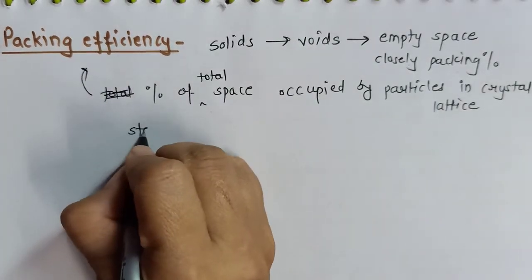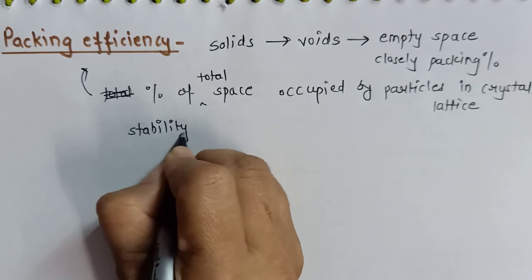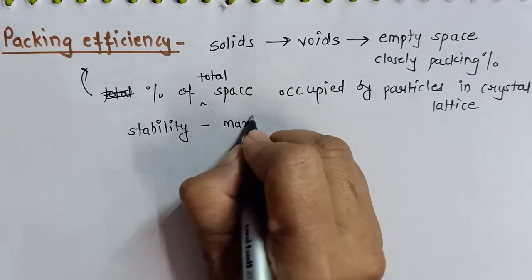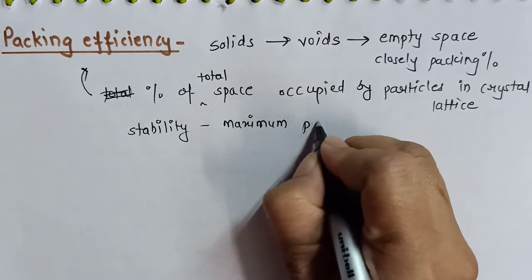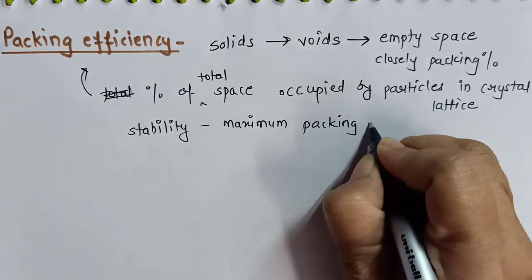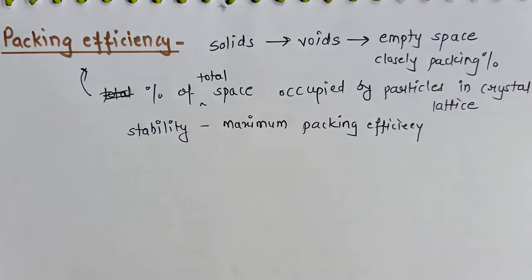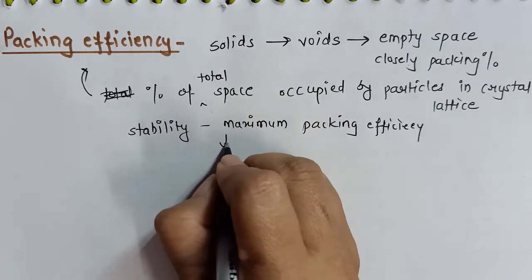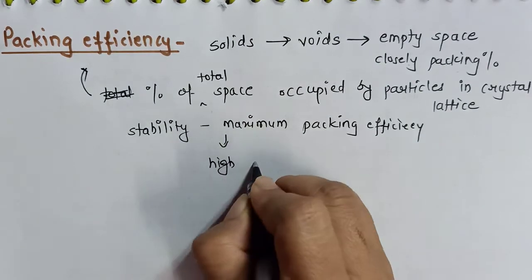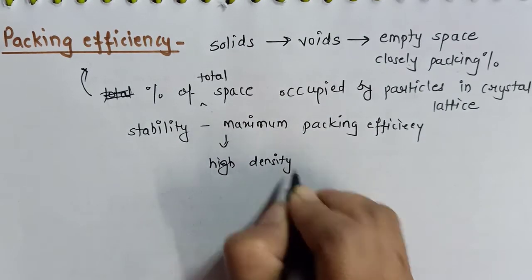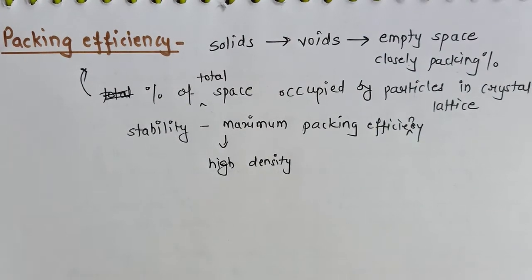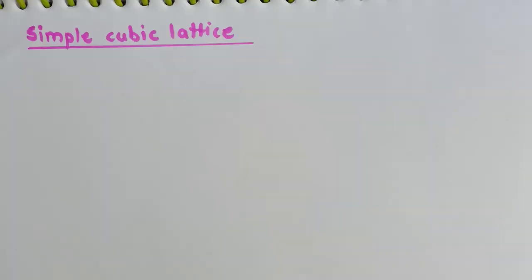For attaining the stability, the solids must have maximum packing efficiency. Maximum packing efficiency will lead to the stability, and that will lead to high density. Now we know there exist three types of unit cells, and now we will calculate packing efficiency in all these three types of unit cells separately.